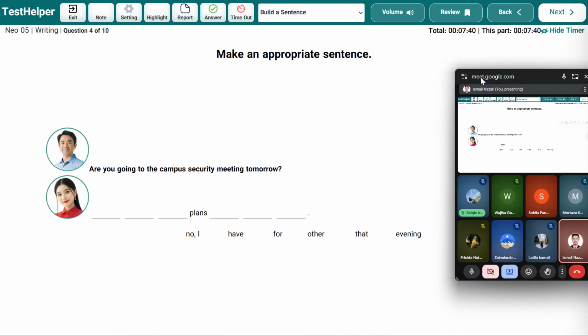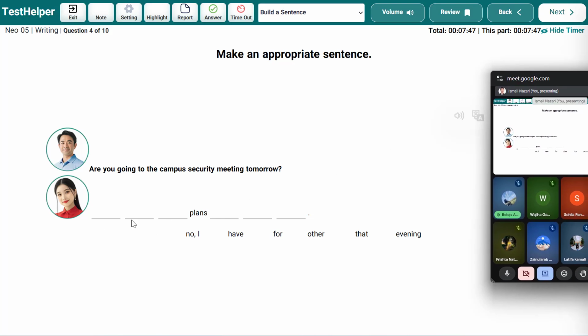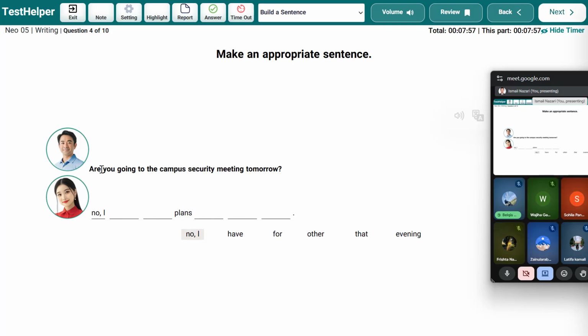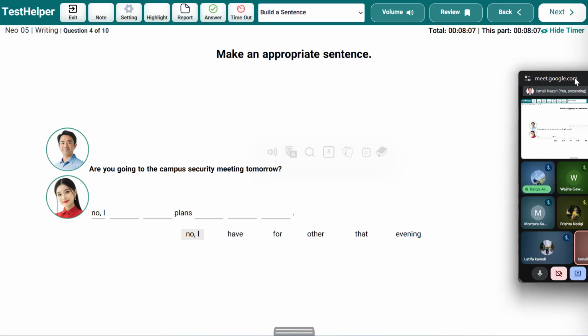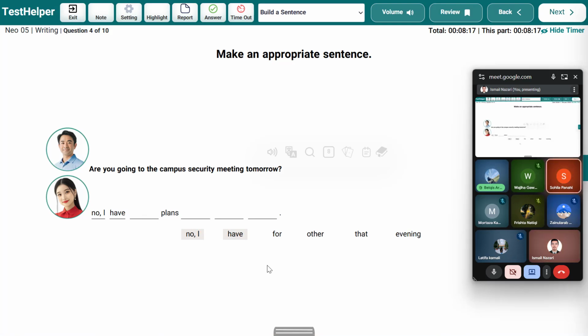So are you going to the campus security meeting now? So here we have no, then we have I, have, for, other, that, evening. No, I have other plans for that evening. So we have no at the beginning because it is asking a yes/no question, right? The answer could be yes, the answer could be no. We can write no, I have other plans for that evening. Excellent. So this is the correction. Great.